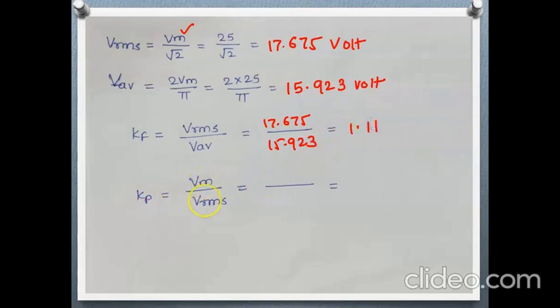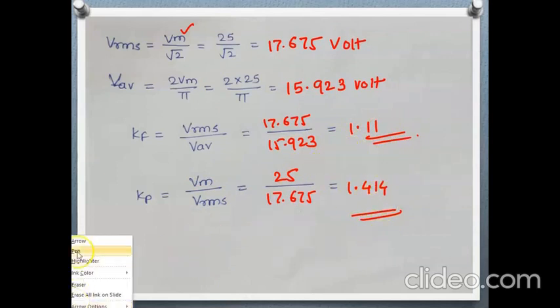The peak factor Kp is Vm divided by Vrms. Vm is 25 and Vrms is 17.675. So it will be 1.414, and these are the required answers. Because the given wave is sinusoidal, 1.11 and 1.414 will be the correct answer. In this way we can calculate. Let's take another example.